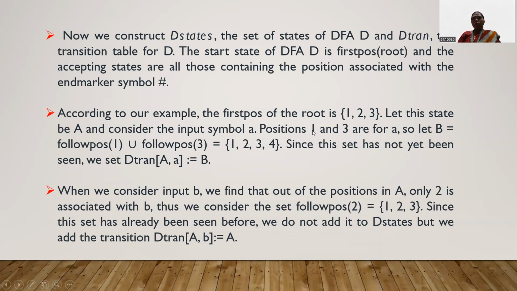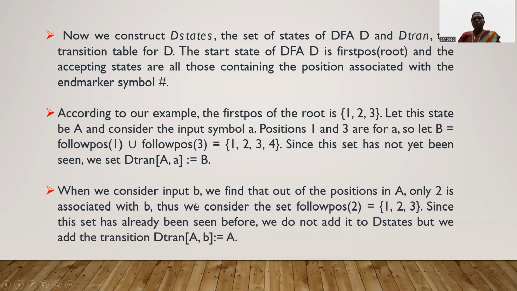Right? Now positions 1 and 3 are for A. So let B be equal to follow pose of 1 union follow pose of 3. Right? So follow pose of 1 is 1, 2, 3. Follow pose of 3 is 4. If you make the union, it is 1, 2, 3, 4. Since this has not yet been seen, your DTran of A comma A will be B.